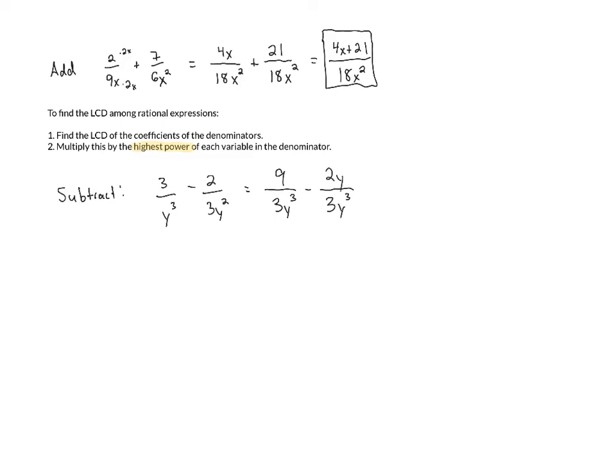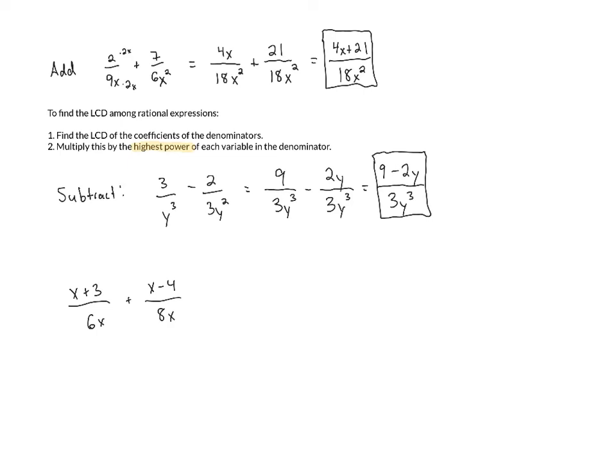Once we've done this, we can now subtract the numerators. 9 minus 2y is just 9 minus 2y. We keep the LCD below, and we get 9 minus 2y all over 3y cubed. Let's do one more of these. Let's take a look at x plus 3 over 6x plus x minus 4 over 8x.